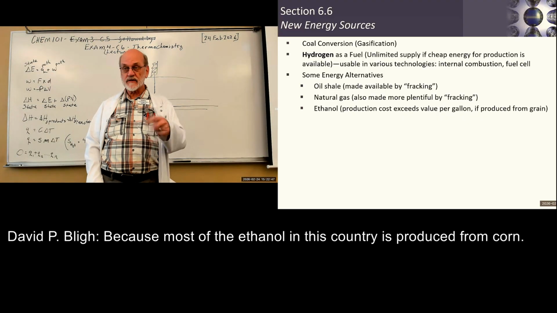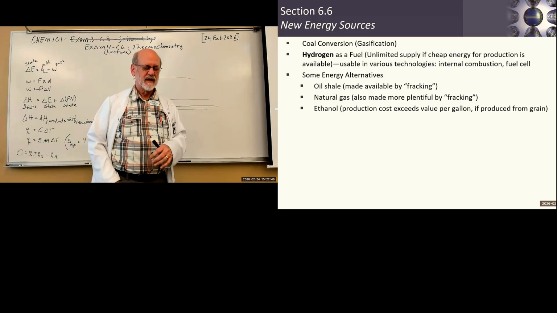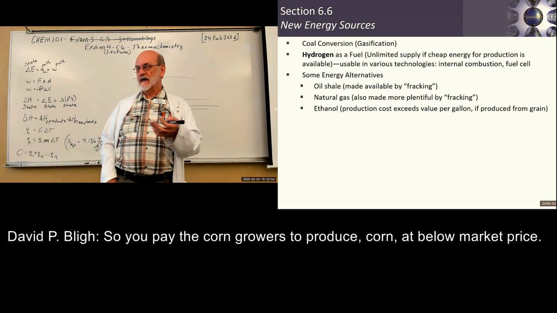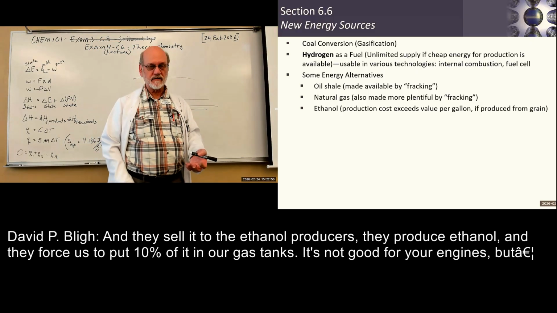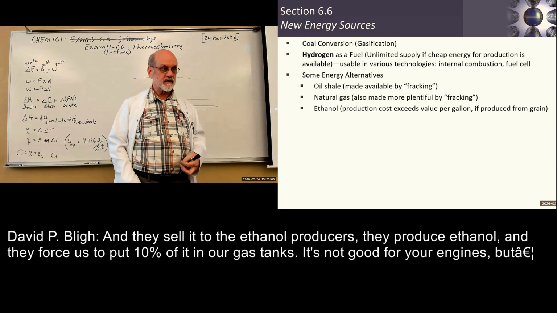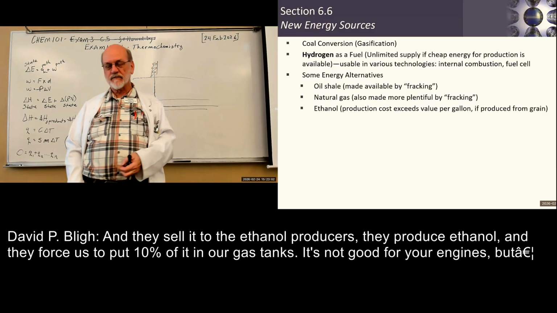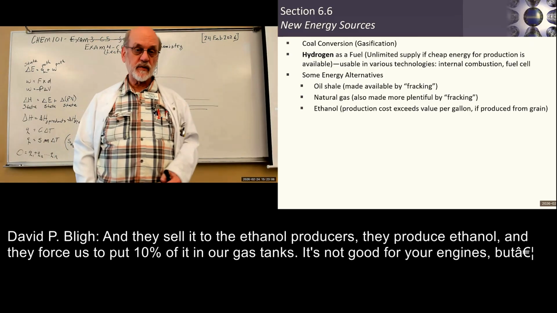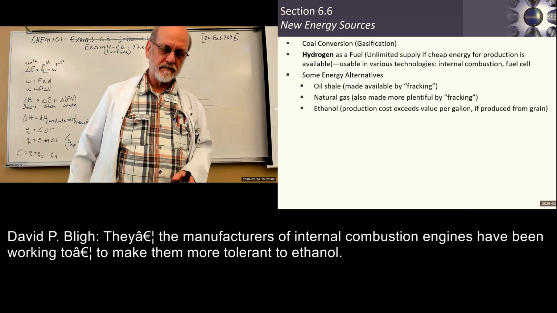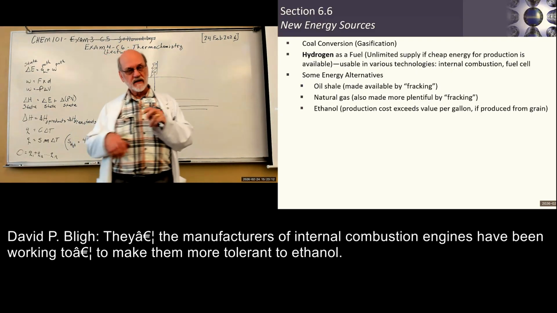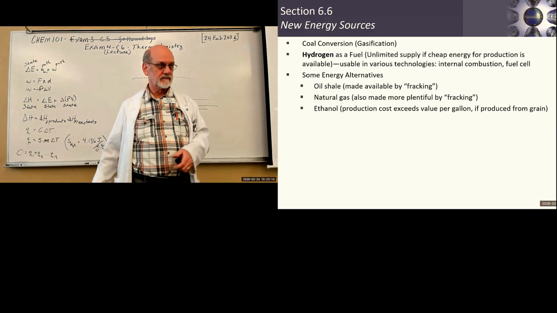Because most of the ethanol in this country is produced from corn. So you pay the corn growers to produce corn at below market price, and they sell it to the ethanol producers. They produce ethanol, and they force us to put 10% of it in our gas tanks. It's not good for your engines, but the manufacturers of internal combustion engines have been working to make them more tolerant to ethanol.